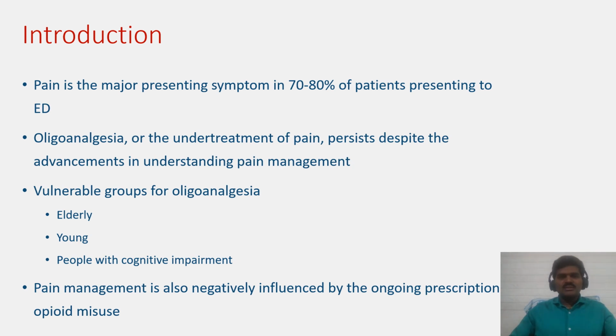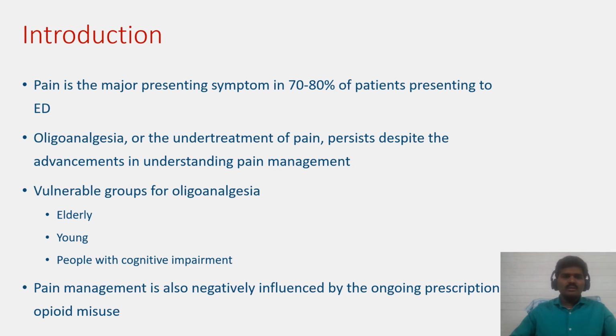So patients presenting to ED, the main complaint in almost 70 to 80% of patients is pain. Oligoanalgesia, the undertreatment of pain, persists despite the advancements in understanding pain management. The vulnerable groups for oligoanalgesia include elderly who have cognitive differences and they feel pain differently because of their experiences and their mental condition impairments.